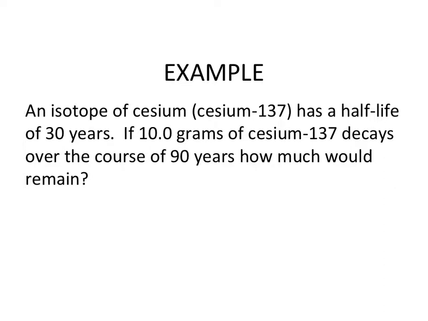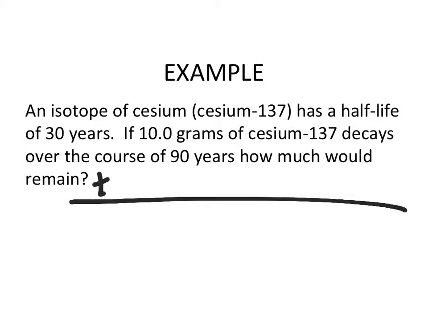So what I would do is make a table. And I would start with your time. So we know that time always starts at 0. Then we know that it lasts 90 years. So we know that our max wants to be 90. In order to figure out the time in between, you want to look at your half-life. So we know that half-lives are measured by 30 years.